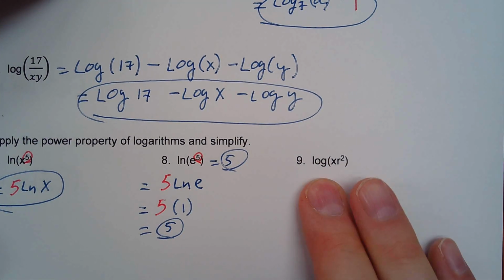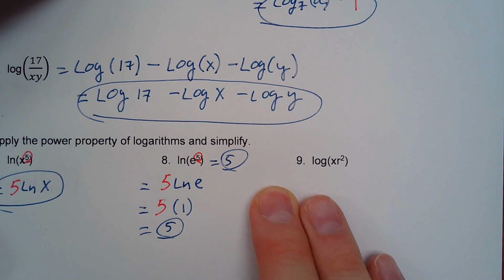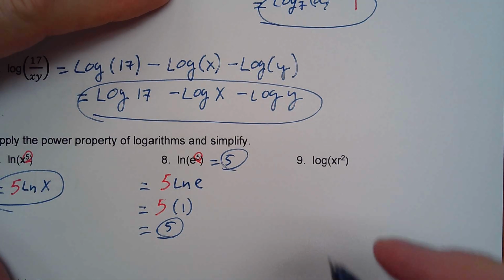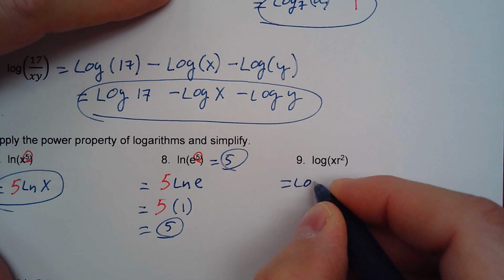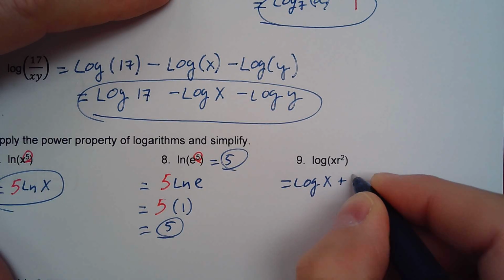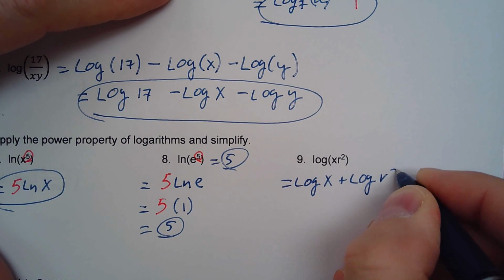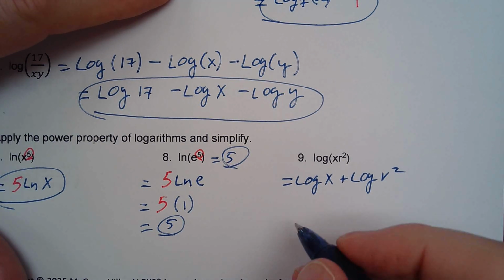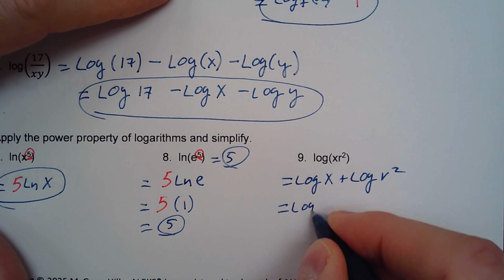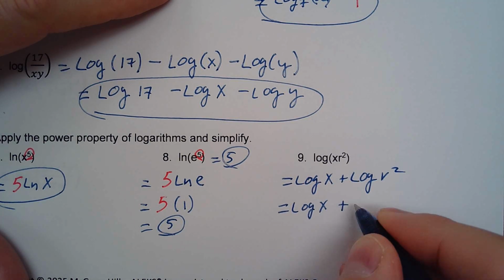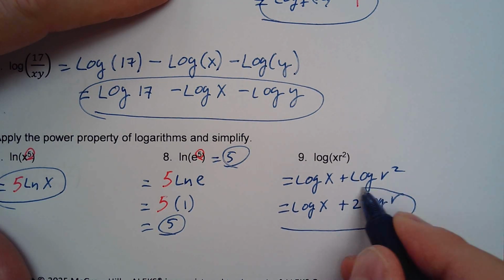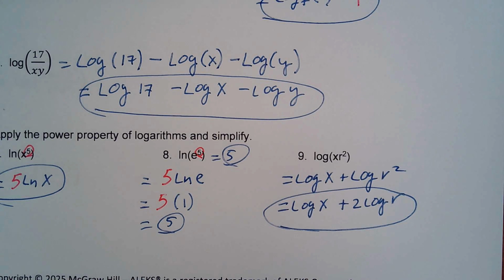All right, let's try this next one. Now before I can pull that 2 in front, I need to separate the x from the r squared. So I'm going to rewrite this as log of x plus log of r squared. And now I can bring that 2 out in front. So I get log of x plus 2 log of r.